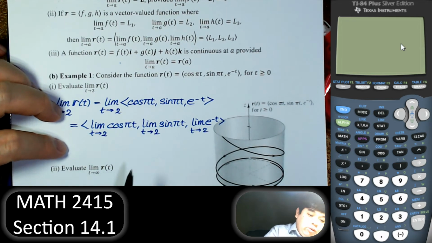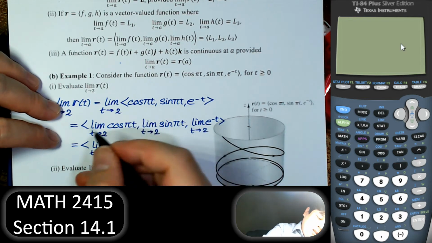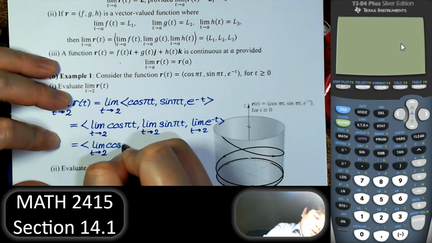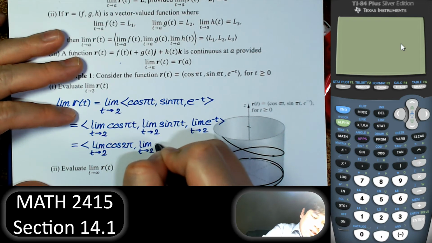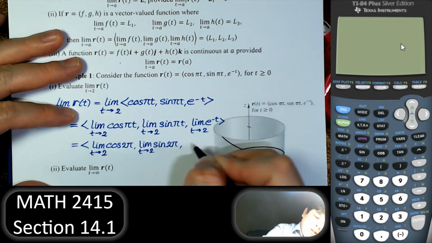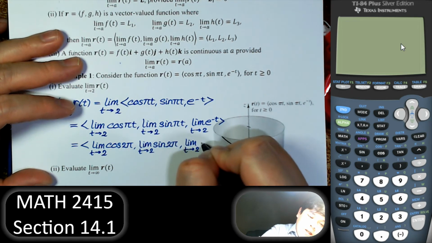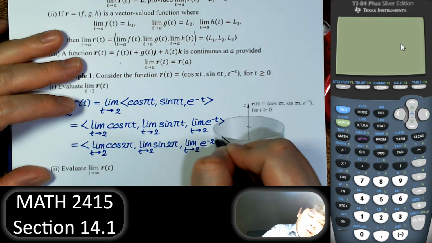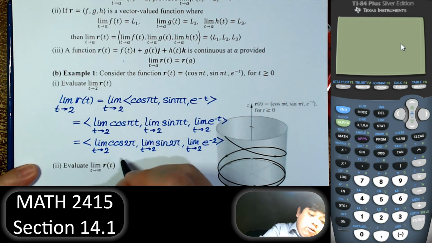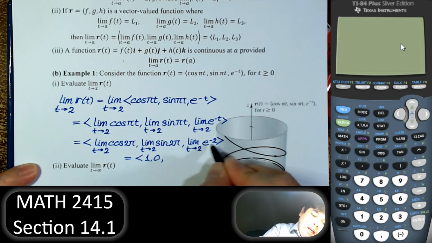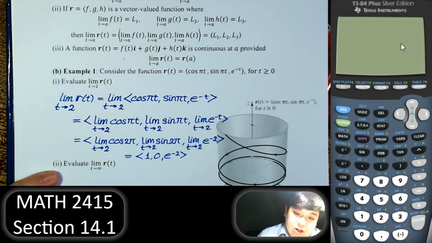That's easy, right? Just put 2 in for t. We just have cosine of 2 pi, sine of 2 pi, e to negative 2. Right, cosine of 2 pi is 1, sine of 2 pi is 0, and e to negative 2 is e to negative 2. I don't know what that is, but that's what it is.